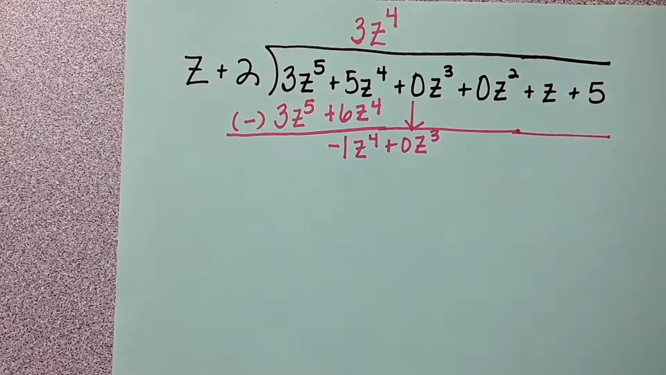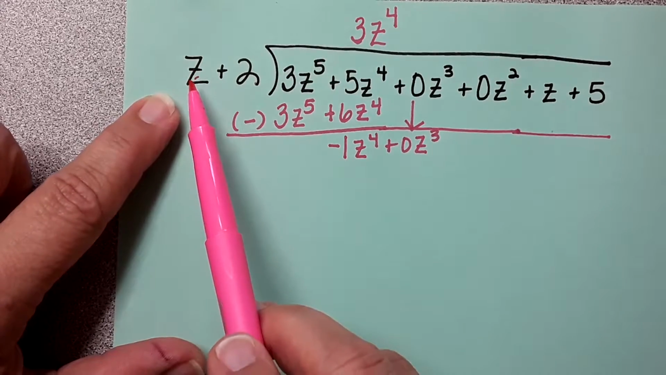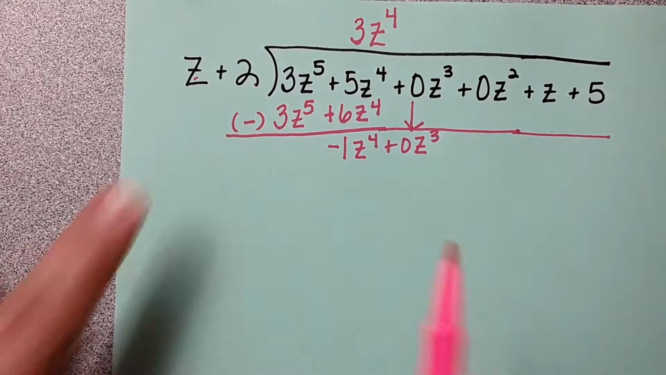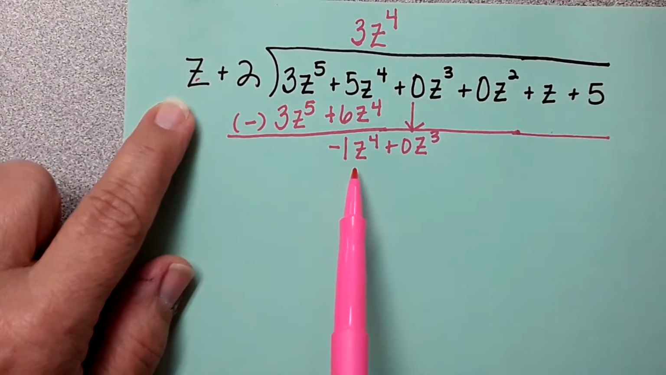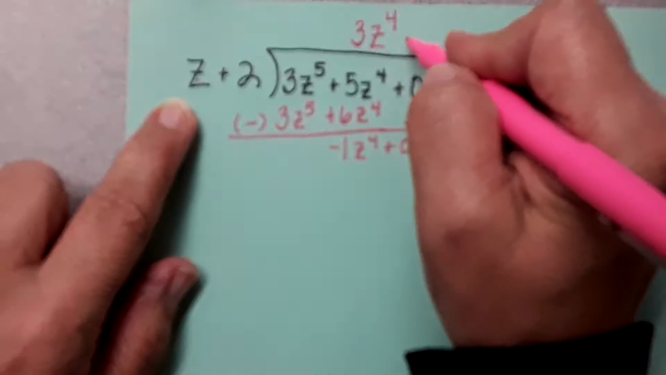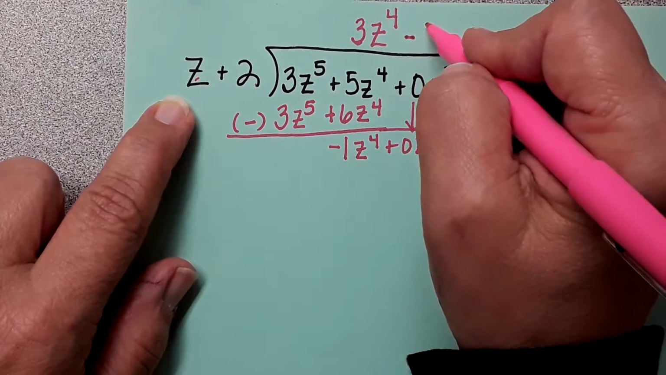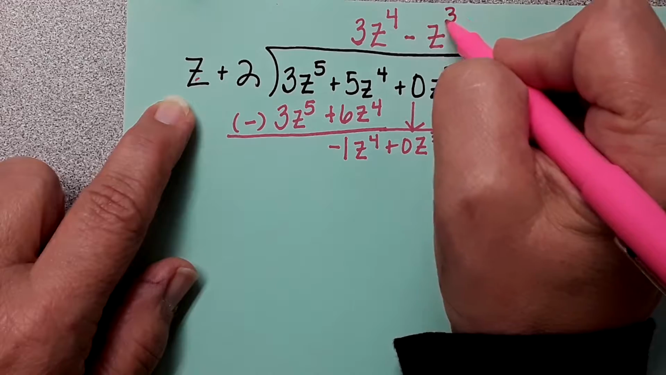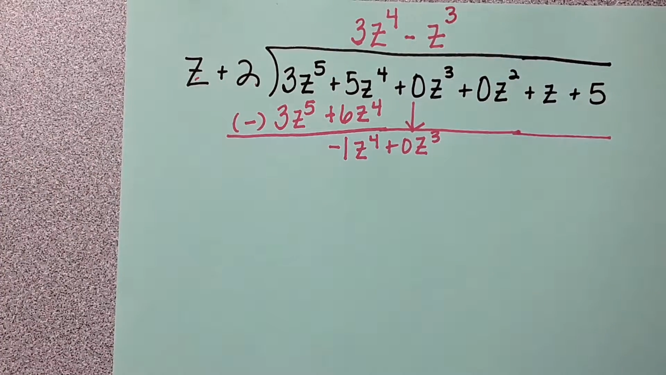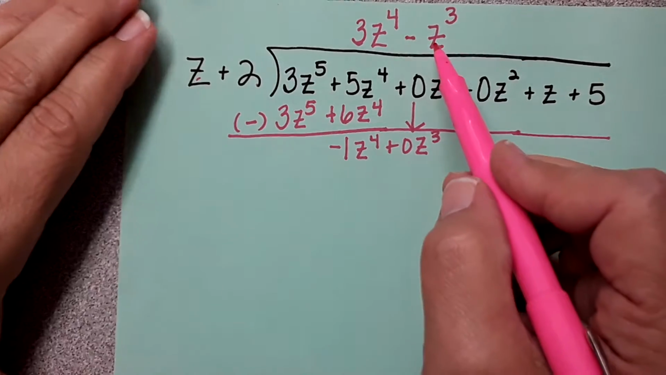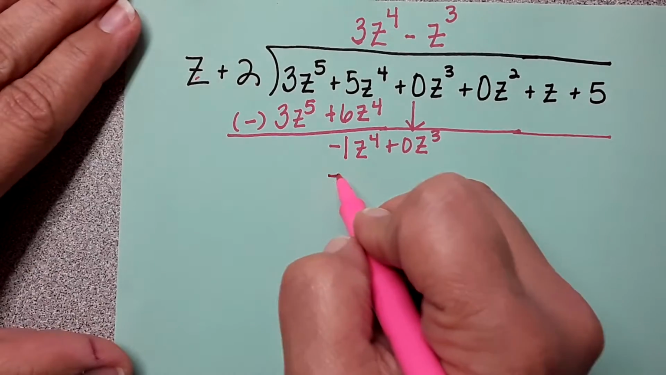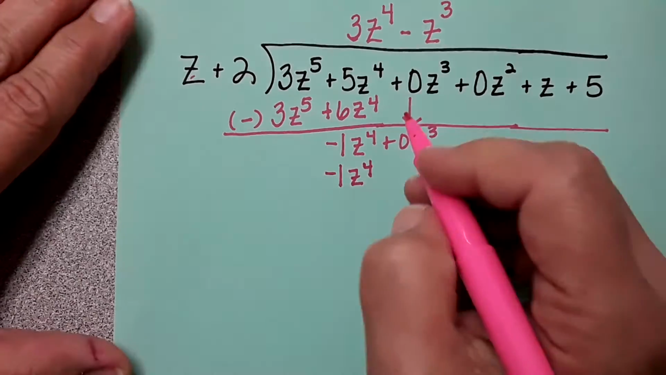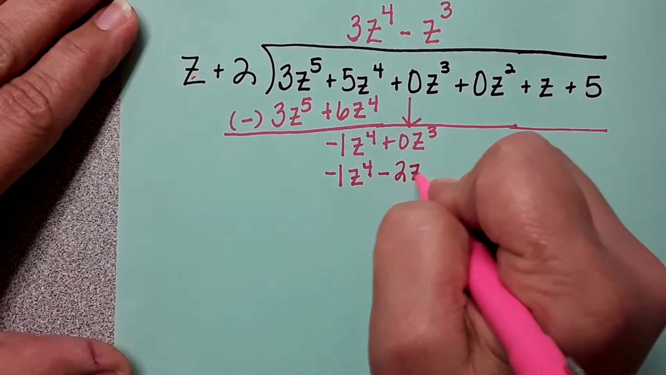Now, again, what can I multiply z by to get negative 1z to the 4th? That's all I care about. I don't care about anything else right now. What can I multiply this by to get this? Negative 1. So negative z. I have 1, I need 4, so what's this going to be? 3. Yep, you're going to go down 1 in the exponents. So negative z to the 3rd times z is negative 1z to the 4th. Negative z to the 3rd times 2 is negative 2z to the 3rd.